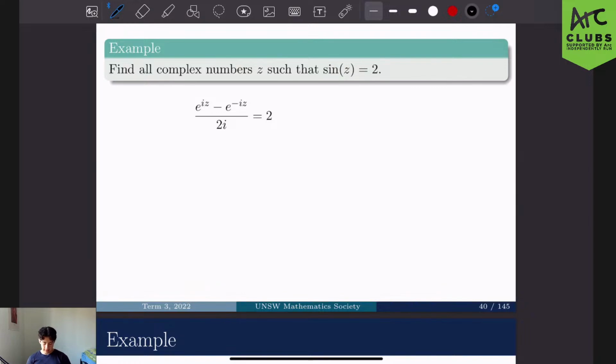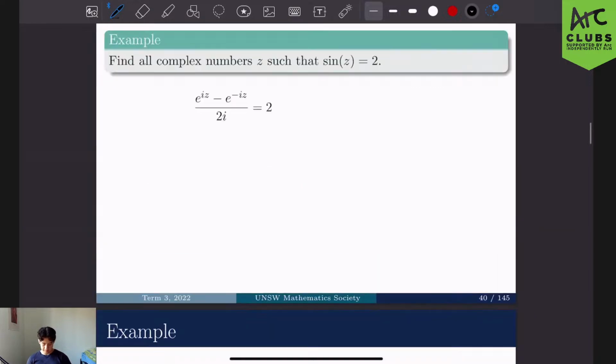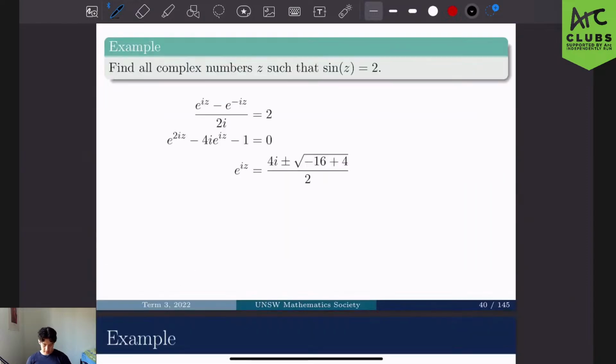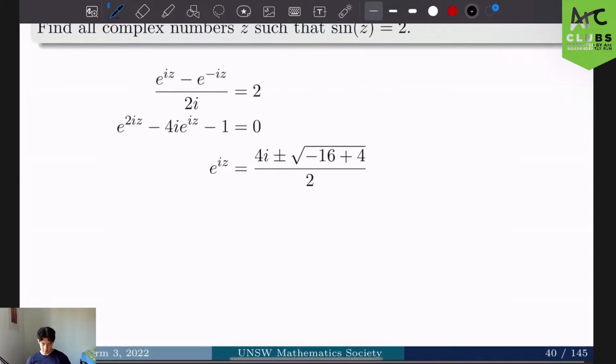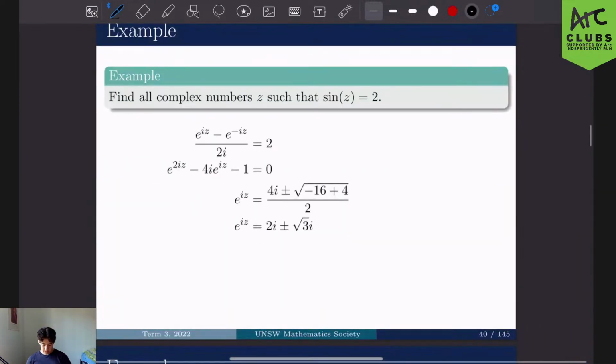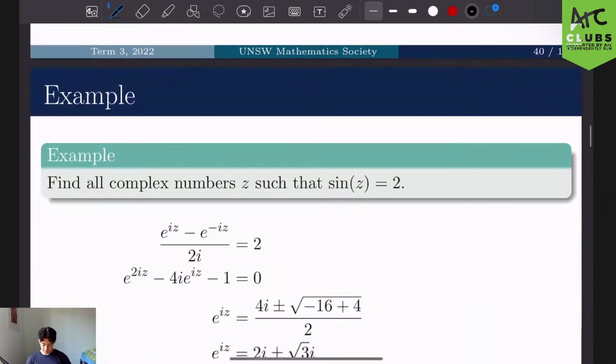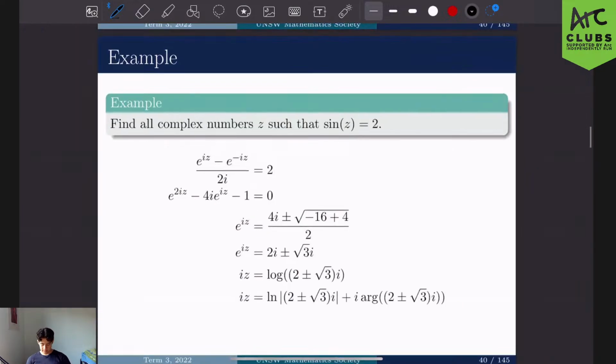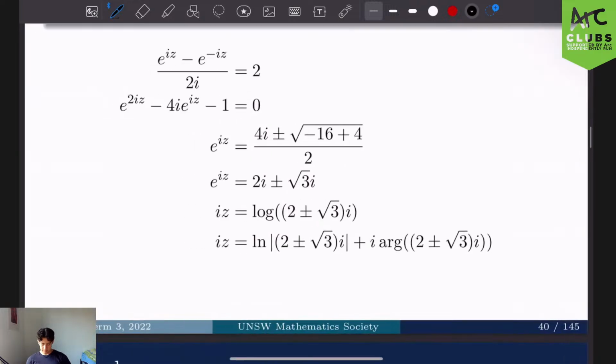So yeah, as I was saying, write it in terms of the exponential and rearrange to get to a quadratic. So we've got this quadratic here. Just simplify. Alright, and then we take the log to get rid of the e. And yeah, so we're gonna have two different cases here for the plus and minus.